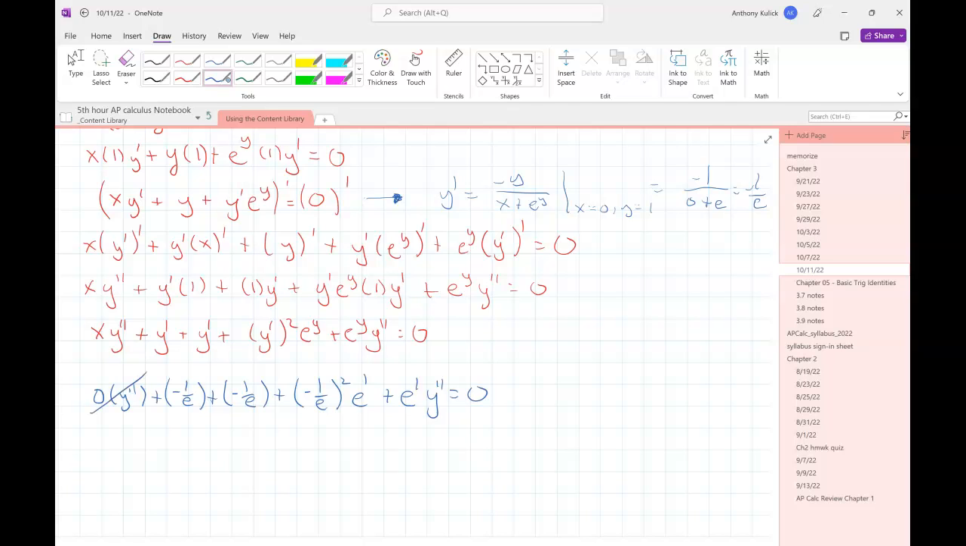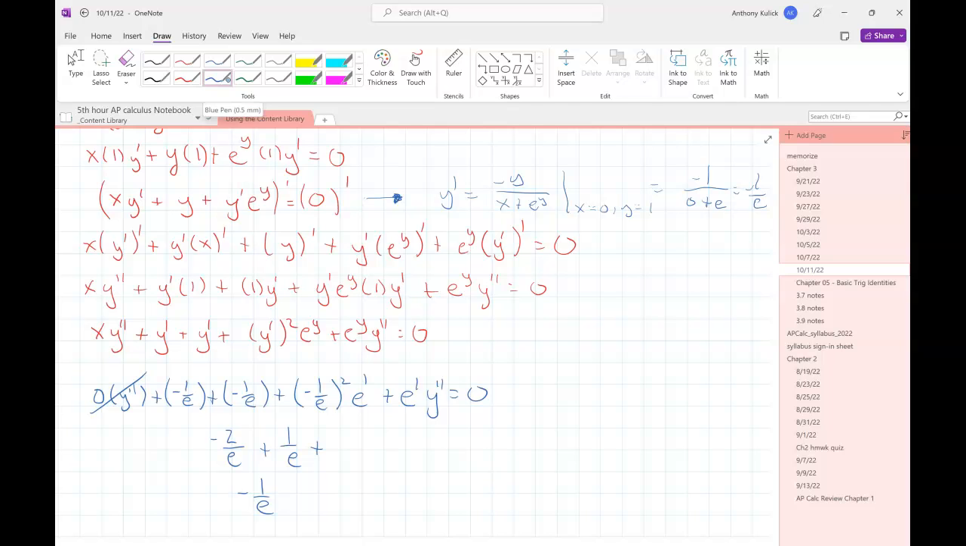So that just is 0. I add those up, and that's negative 2 over e. And this is going to be 1 over e squared times e to the first, which is just negative 1 over e.